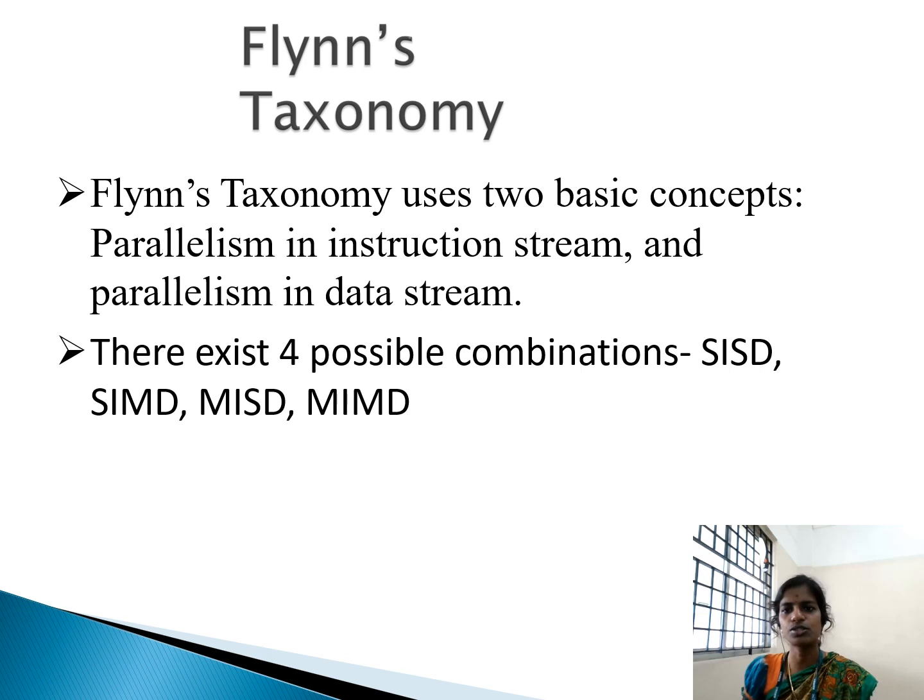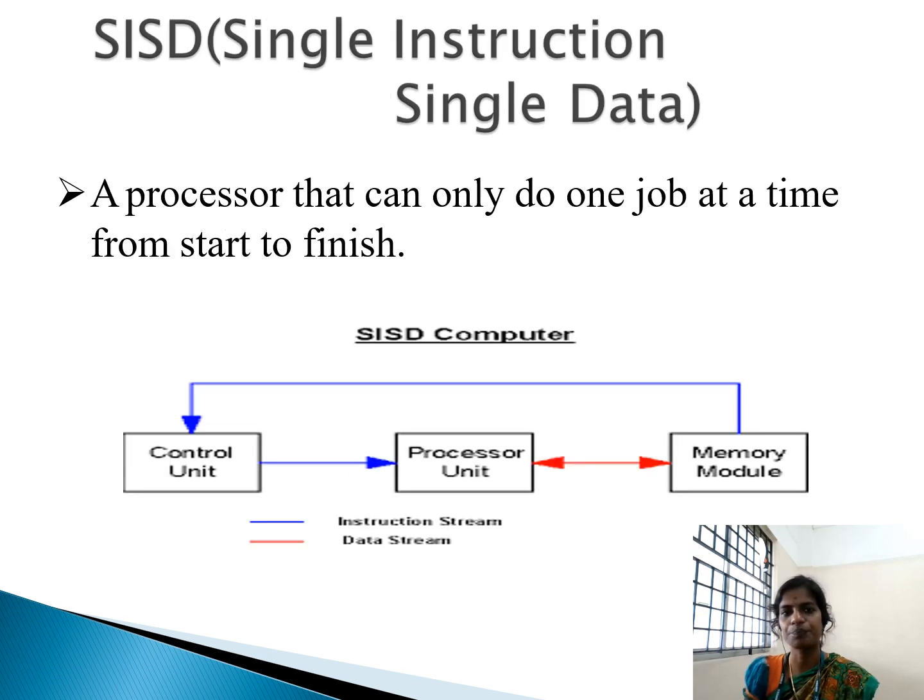So Flynn's taxonomy uses two basic concepts. One is parallelism in instruction stream. The other one is parallelism in data stream. So there exist four possible combinations. One is single instruction stream, single data stream. The second one is single instruction stream, multiple data stream. The third one is multiple instruction stream, single data stream. And the fourth one is multiple instruction stream and multiple data stream.